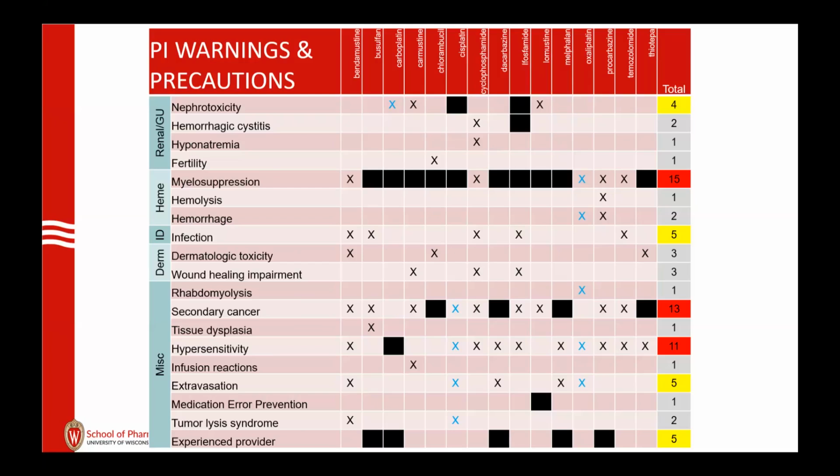And finally, the widely incident adverse effects are myelosuppression, secondary cancers, and hypersensitivity. And so almost every drug has this. And myelosuppression, you can see most of the drugs are black box warning. Secondary cancer, there are 4 drugs that are black box warning.